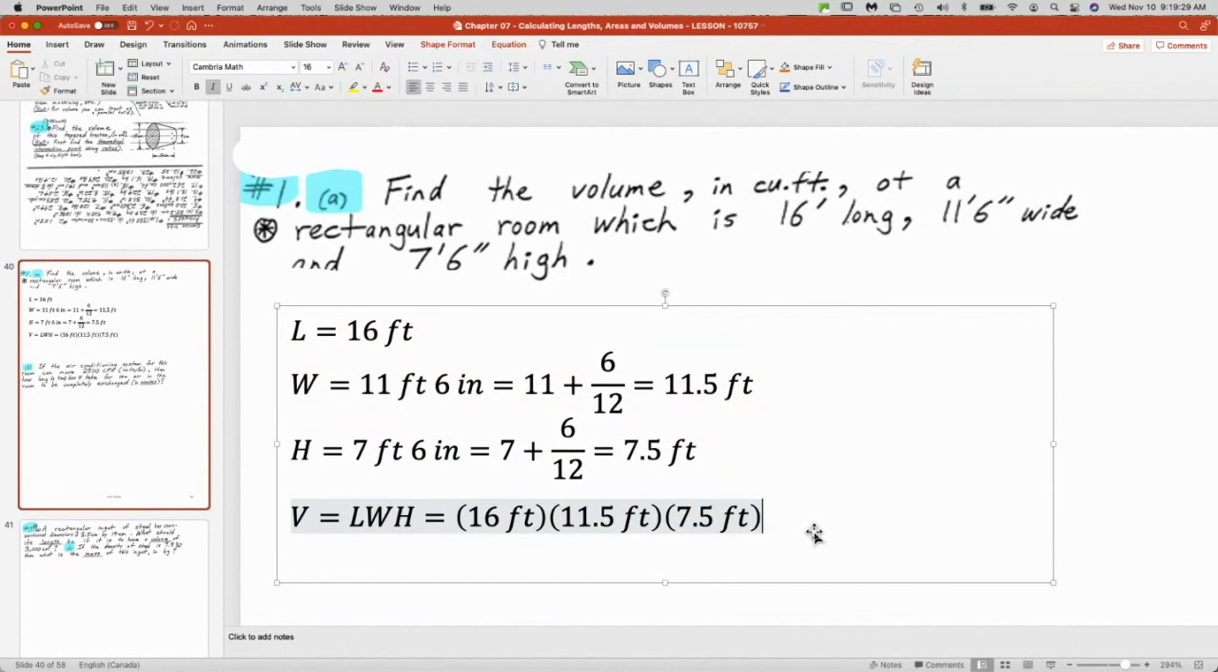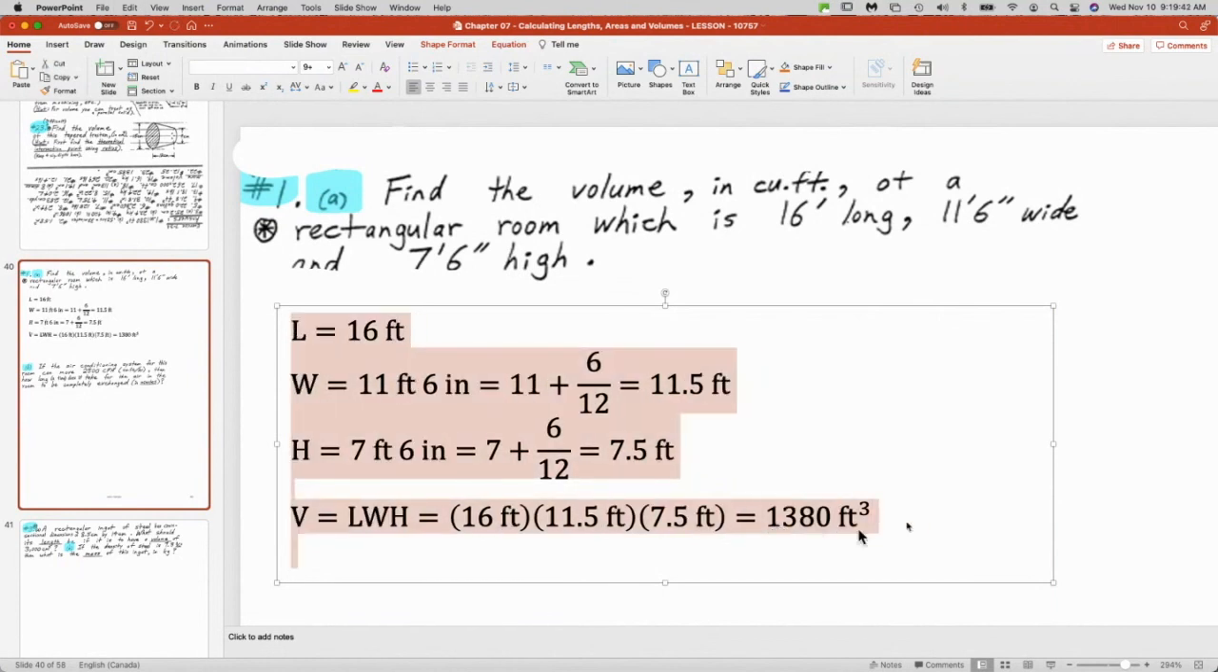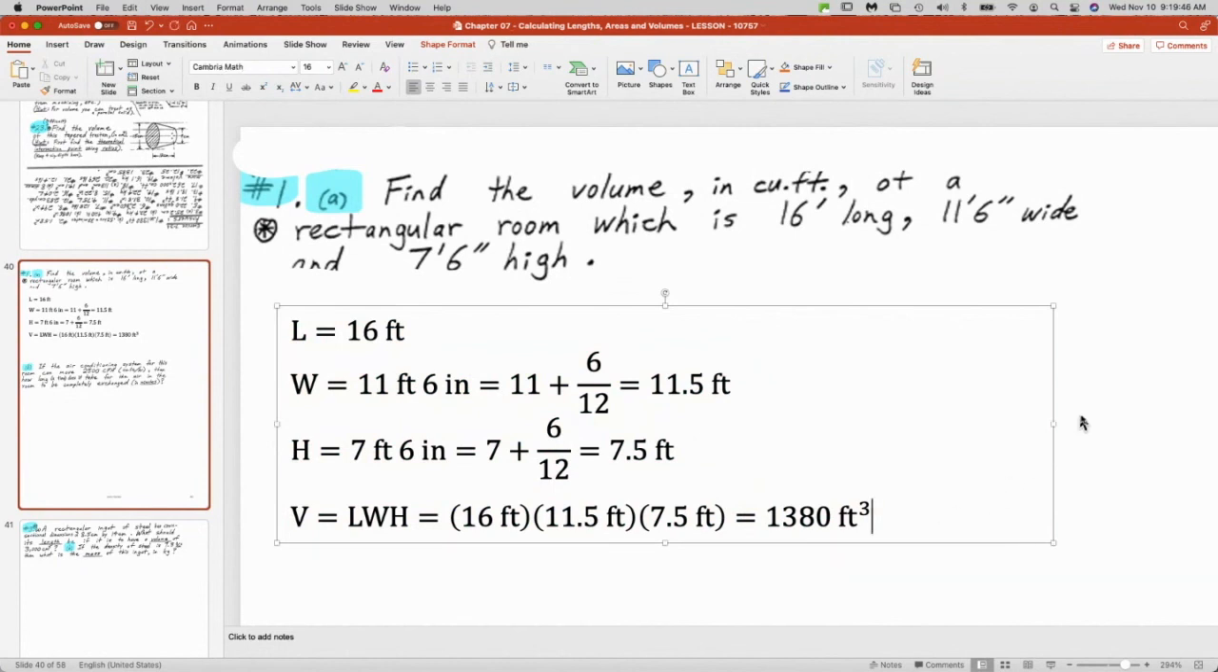Just checking something. Yeah, it's 1380 is what I got as well. And that's in cubic feet. Make sure that you put units on your answer. That's obviously very important in terms of the work that we do together.